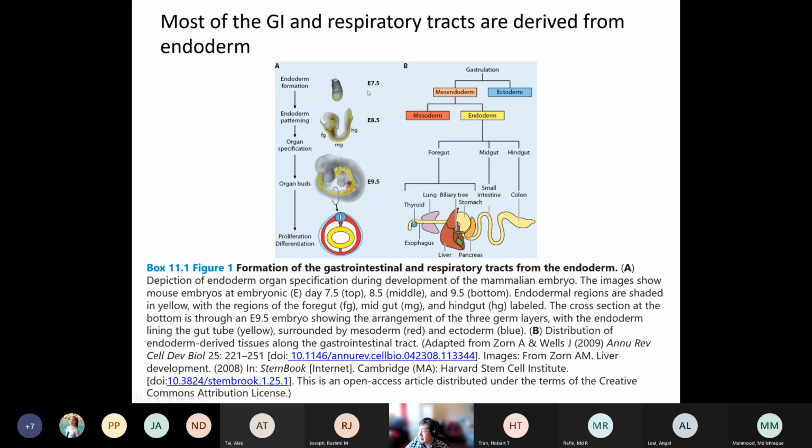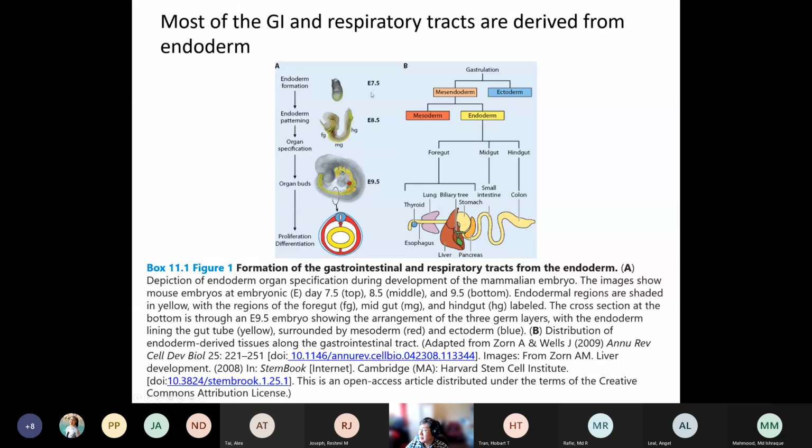So E7.5 is the date about 7 days after you put a female and a male together. We count the night as half a day. So we say that E7.5 is the 7th day after you put the animals together. So E7.5 means the embryo is now 7.5 days old, right?